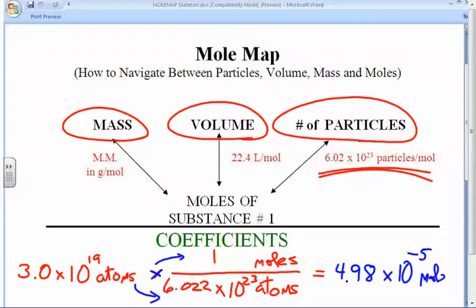So we have a very small fraction of a mole, which we would expect because we have a very small fraction of 6.022 times 10 to the 23rd. We have a value that is times 10 to the 19th. And so we're talking something on the order of 10,000 times smaller than a full mole, which is what we end up getting in the 4.98 times 10 to the minus 5.